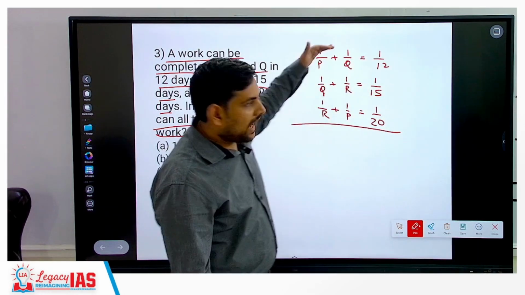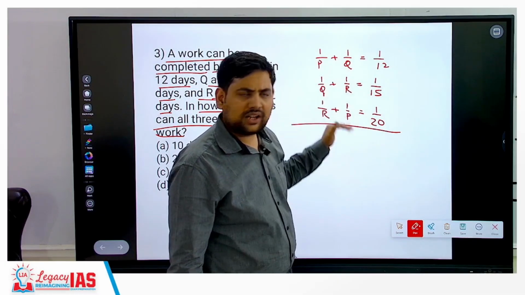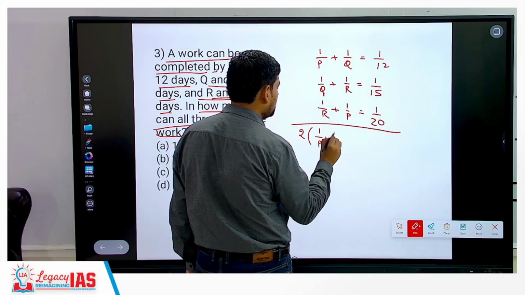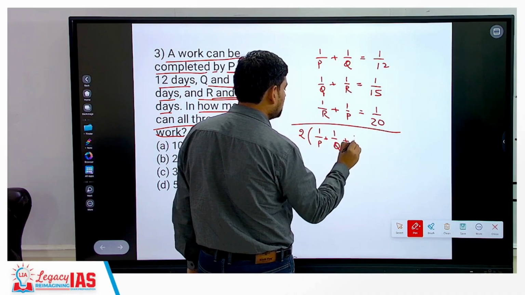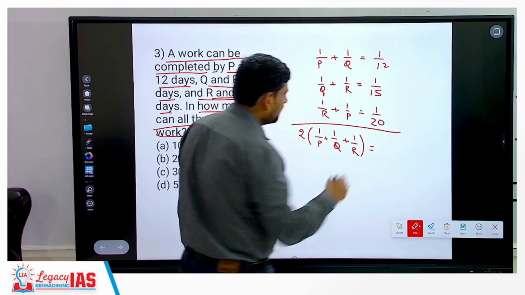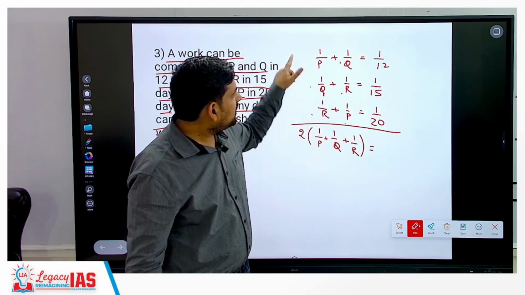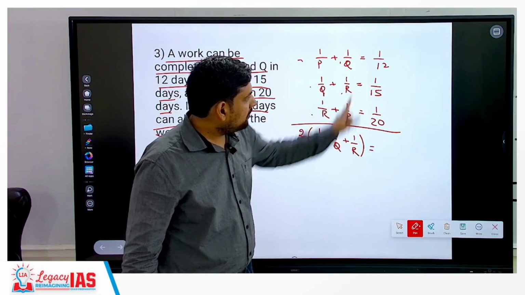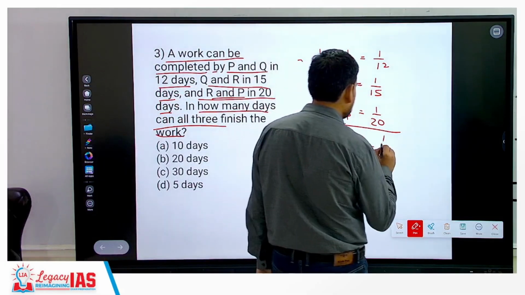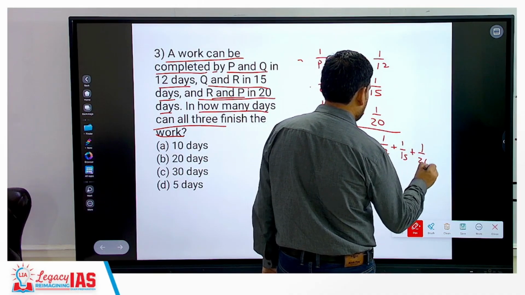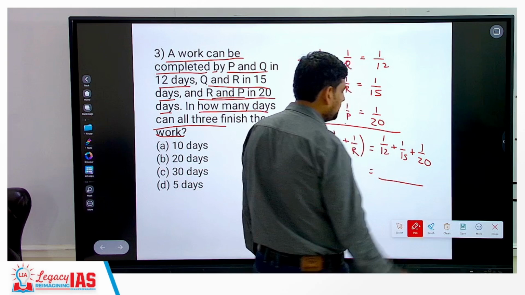Now, how do you solve this? You simply add all three equations. What you'll get is 2 times (1 by P plus 1 by Q plus 1 by R). Correct? 1 by Q you can see 2 times, 1 by R you can see 2 times, 1 by P you can see 2 times. Now, this will be equal to the sum of all these three, which is 1 by 12 plus 1 by 15 plus 1 by 20.